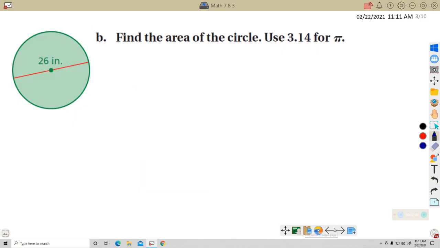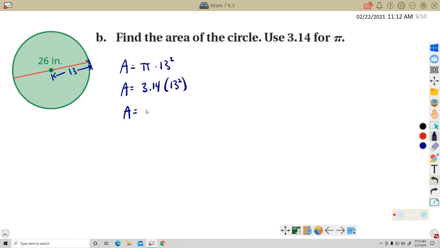I think there's another example here. This one uses 3.14 for pi. And in this case, they're giving us the diameter. But whenever we do area, we want to talk about radius. So the radius is 13. So the area is going to be equal to pi times 13 squared, pi r squared. Oh, I should have put 3.14 in there. Area equals 3.14 times 13 squared.